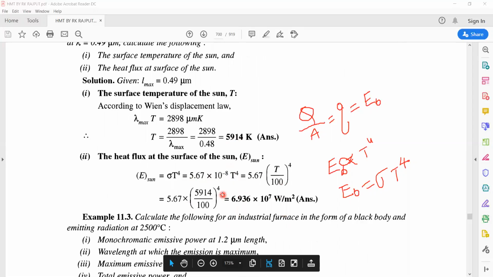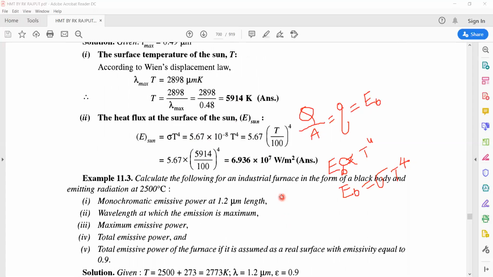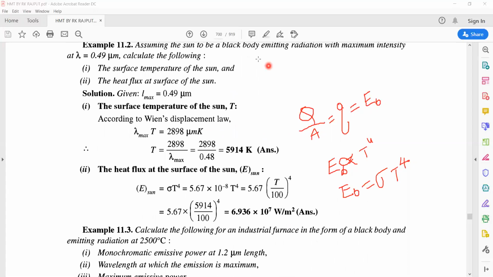So the answer for this bit is 6.936 into 10 to the power 7 watt per meter square. The unit for heat flux is watt per meter square. So this is the answer for second bit. So these two numericals are very important from your examination point of view.